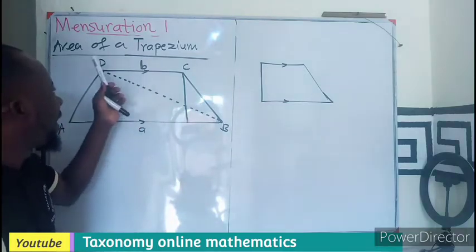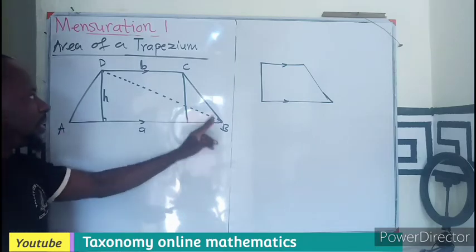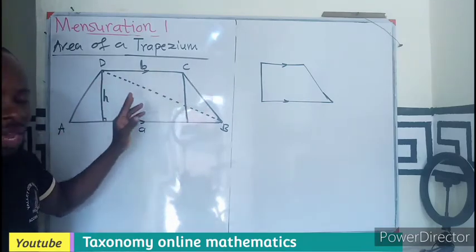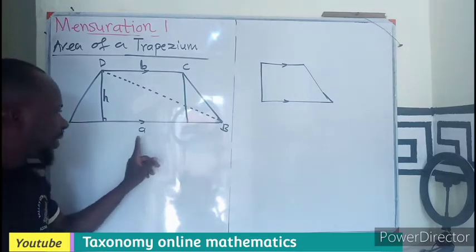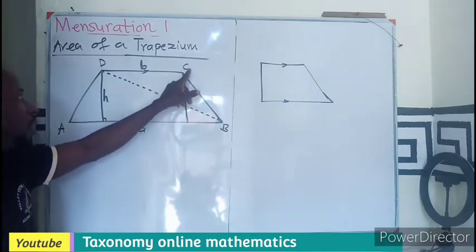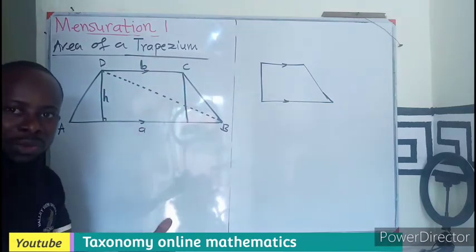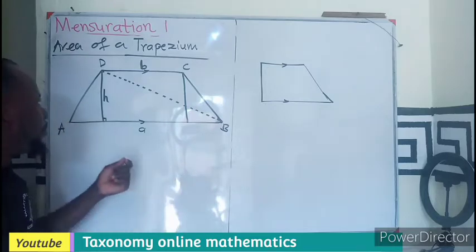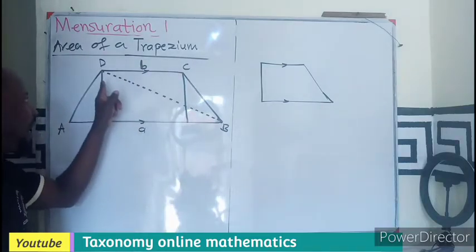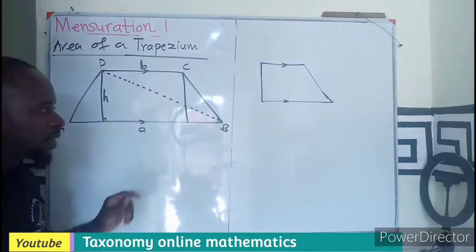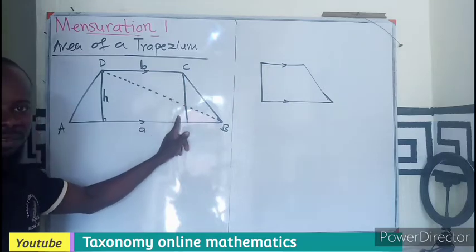So we want to find the area of this trapezium, which is trapezium ABCD. But if you look carefully, the length of AB is A. The length of DC is also B. Then the perpendicular height between the line AB and DC is labeled as what? H. Since it's a perpendicular height, this is the height. This is also the same as this.